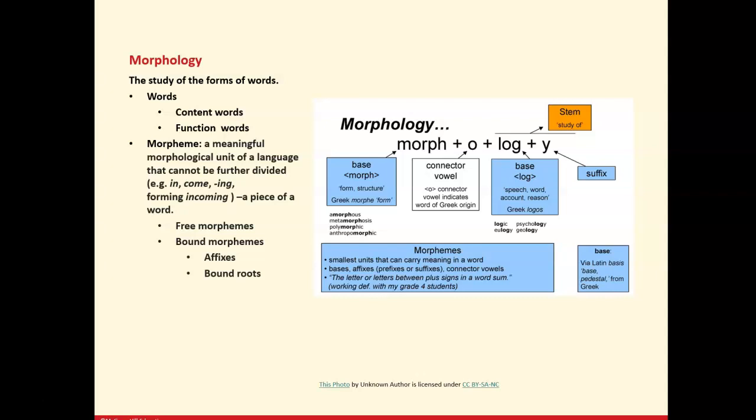Bound roots are roots that have no meaning in and of themselves, but must attach themselves to something else in order to have meaning. One of the examples that is given is the root c-i-e-v-e, from the word receive. There is no such thing in the English language as cieve, so in order for that root to have meaning, we have to add the prefix re, as in receive, or the prefix de, as in deceive. So those are the basic morphemes.